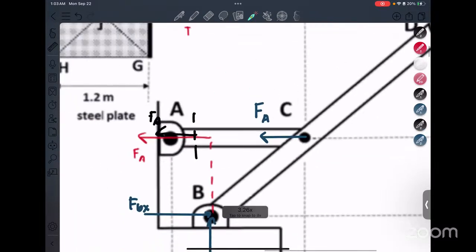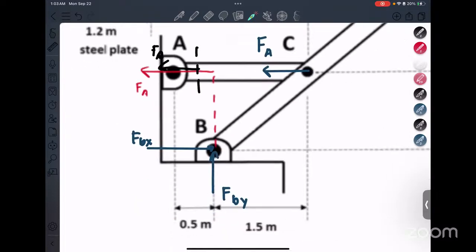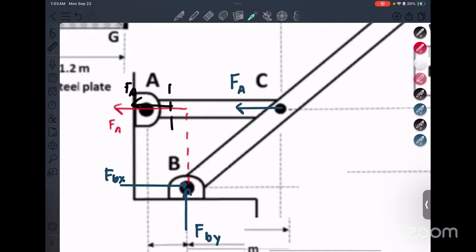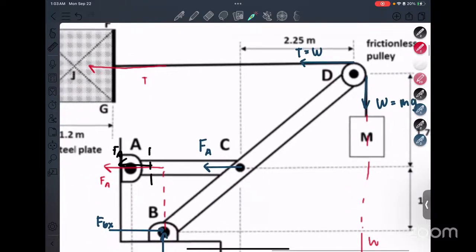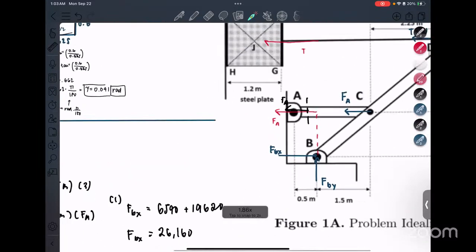Here is just the reaction support from A. And therefore, if you cut your internal forces, you'll have FA here. Then for pin B, you have a reaction force about Y and a reaction force about X. So that's the initial setup. I'll explain the red arrows later.